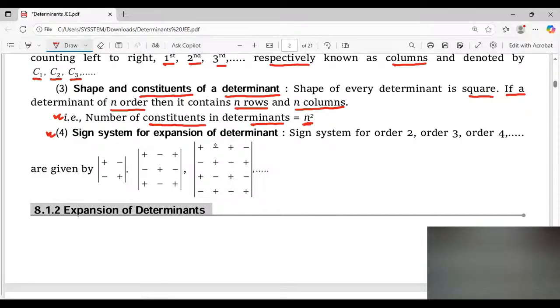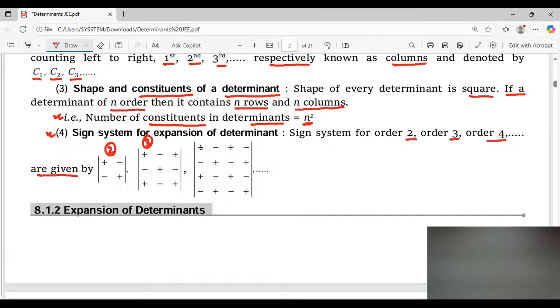Sign system for expansion of determinant. Sign systems for order 2, 3, and 4 are given as follows. This is order 2. It has 2 rows and 2 columns: plus, minus, and minus, plus. Third order starts from plus, minus, plus. After that, minus, plus, minus, and plus, minus, plus.